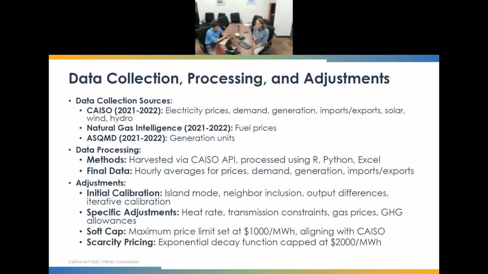Some adjustments include heat rate, transmission constraint, gas price, etc. And then also, it's not an adjustment, but we aligned with CAISO. We use what we call a soft cap. Soft cap is to set the price max at $1,000 per megawatt hour, but there is also a hard cap of $2,000. So we also constructed what we call a scarcity pricing curve, basically a function that decays exponentially, but it's capped at $2,000 per megawatt hour. The reason again is that $2,000 is the hard cap.